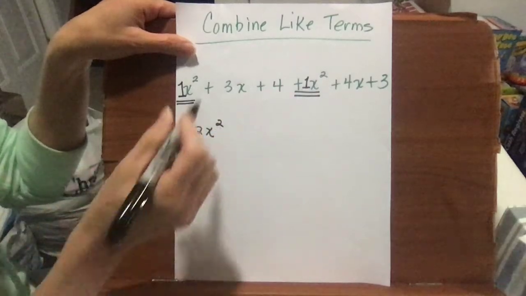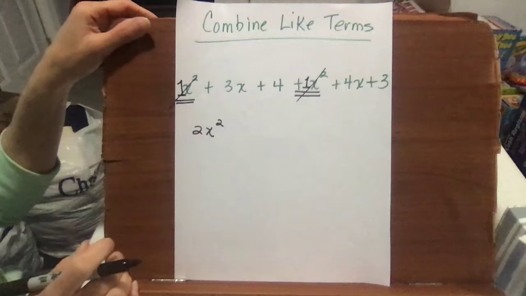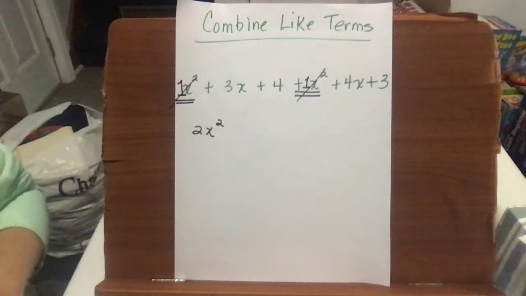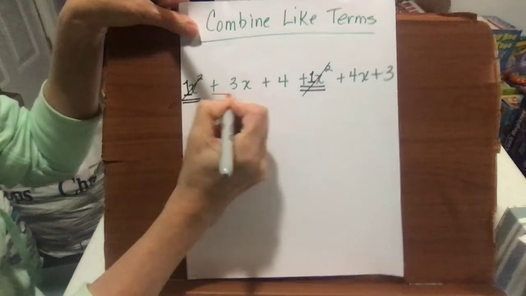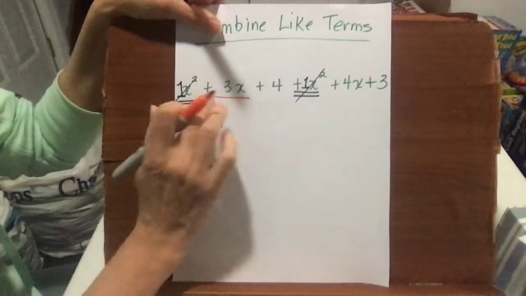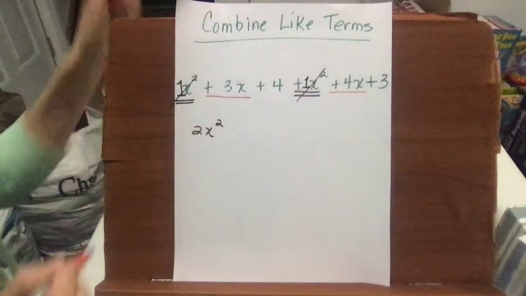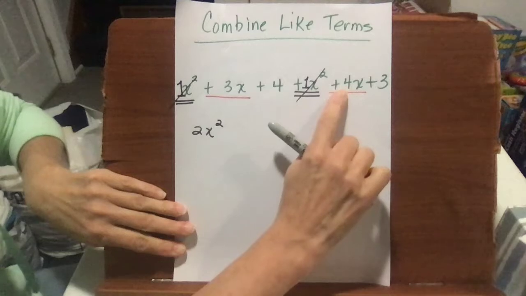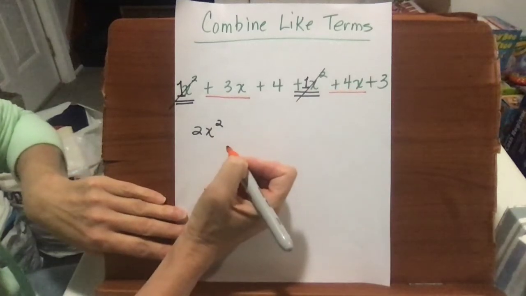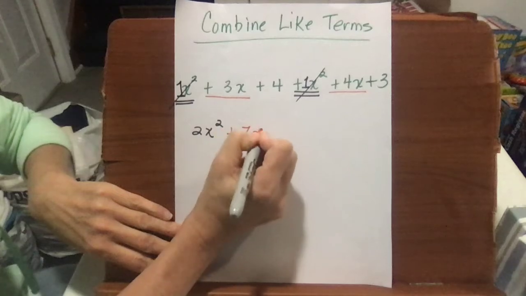So when I'm done with them, I cross them out. I put a light line through them so I know that I've taken care of it already. All right, now we'll work on the x's. So we have a plus 3x here, so that's a positive 3x. And then we have a plus 4x here. So in that case, what you do is you take 3x's plus 4x's and you get 7x's, and they're both positive, so it's plus 7x.